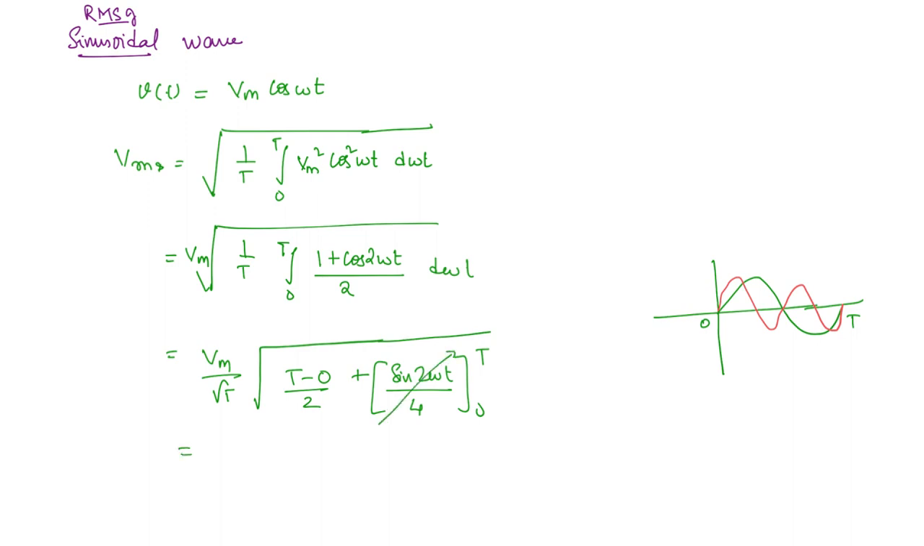So what you're going to get finally, here T and T will get cancelled. So the final RMS value is going to be V_m by root 2. So the maximum value, the peak value of the cos function divided by root 2, that is the RMS value. So you can write maximum value divided by root 2.